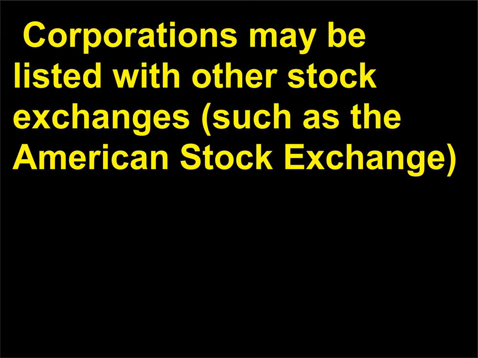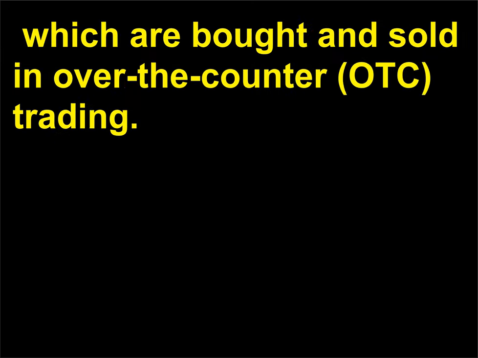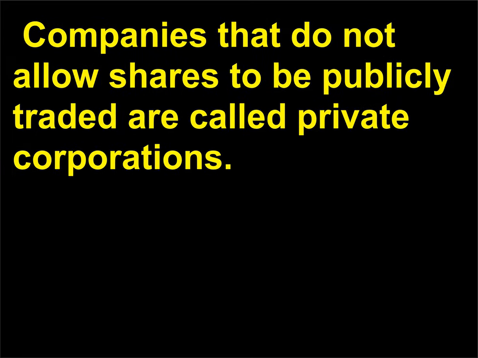Corporations may be listed with other stock exchanges, such as the American Stock Exchange. Or they may allow stock in their company to be traded as unlisted stocks, which are bought and sold in over-the-counter, OTC, trading. Companies that do not allow shares to be publicly traded are called private corporations.